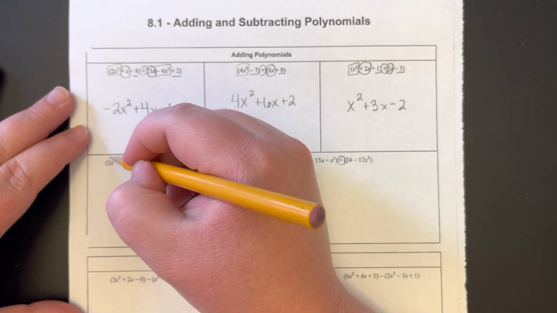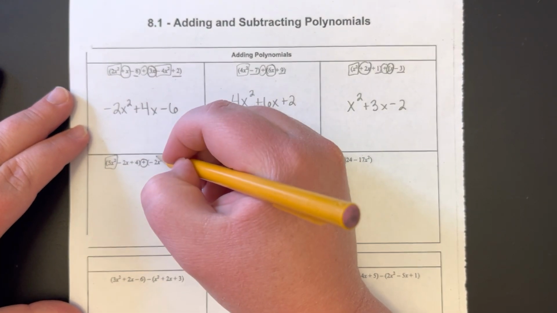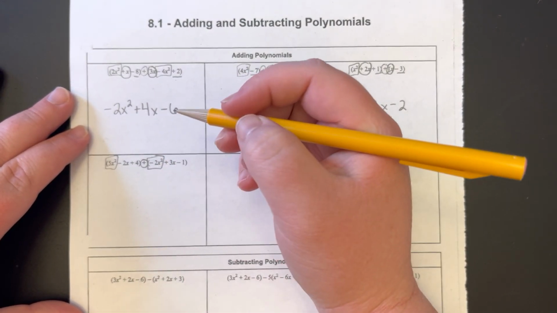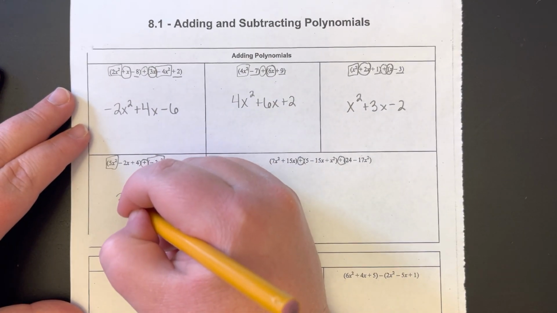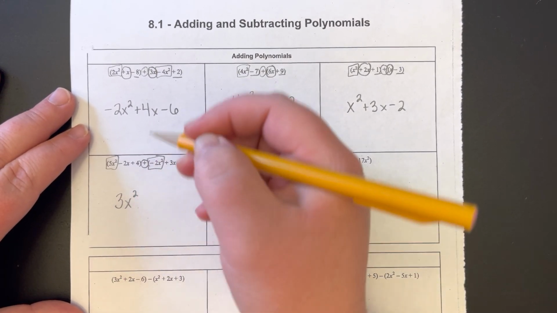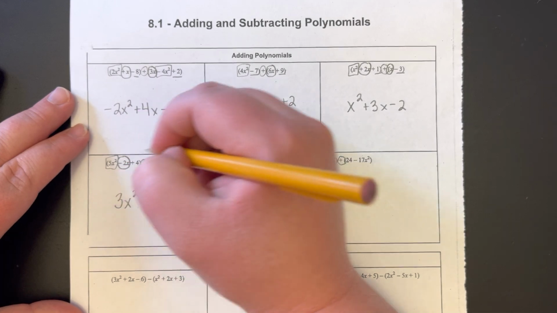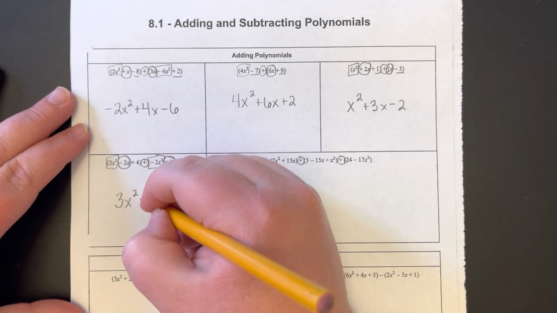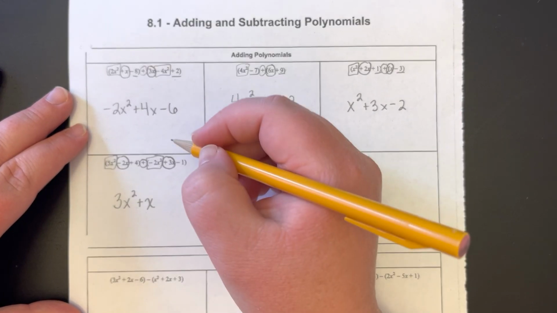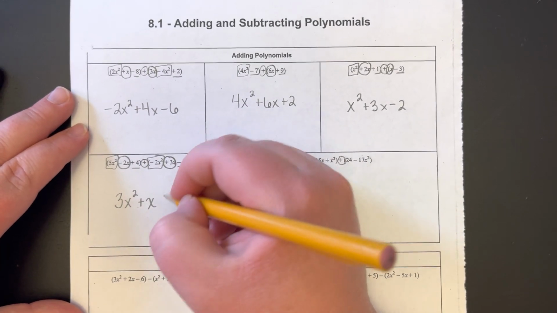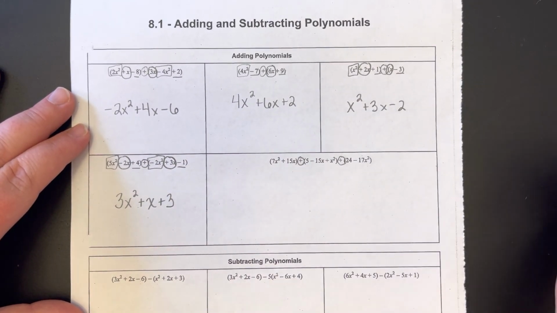All right, biggest exponent here is also squared. I have 5x squared plus negative 2x squared, which is 3x squared. Then I have a negative 2x and a positive 3x, which is just 1x or x. And then I have a 4 and a negative 1, which makes 3.